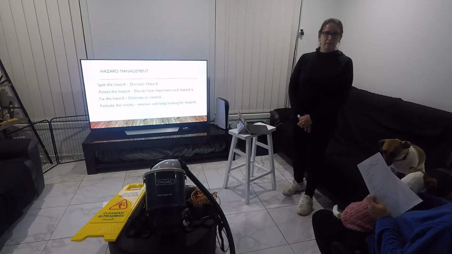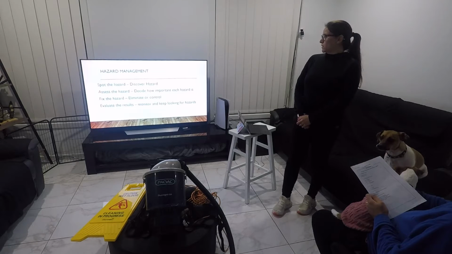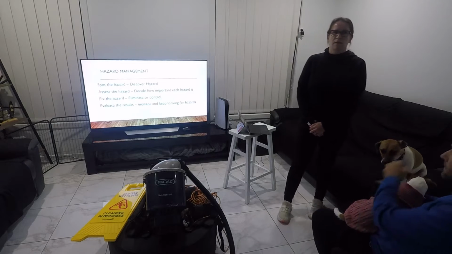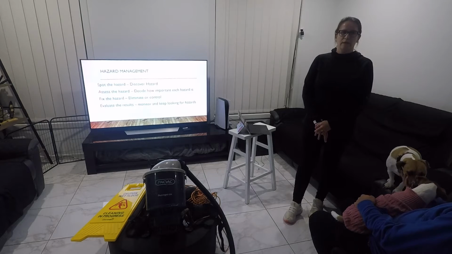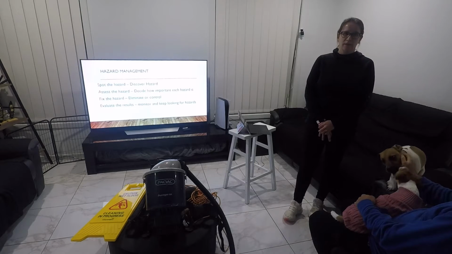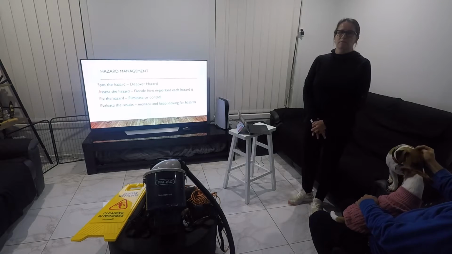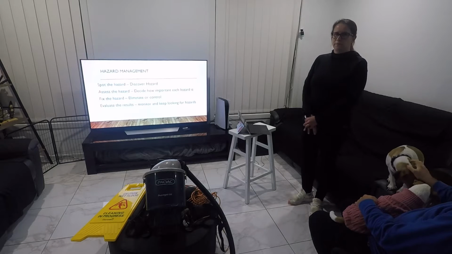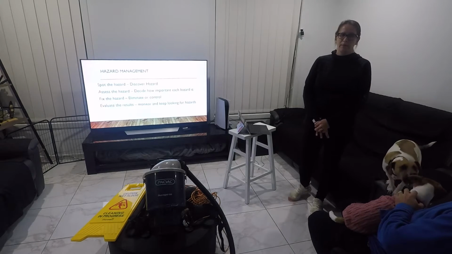Hazard management. Spot the hazard: how suitable the items you use are and how well they are located, how people use the equipment and materials, how people might be affected by noise, fumes, etc., and how people might get hurt by the equipment.